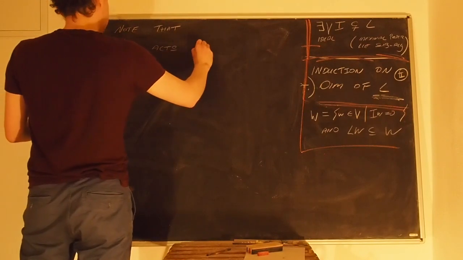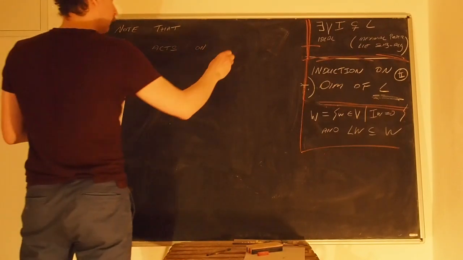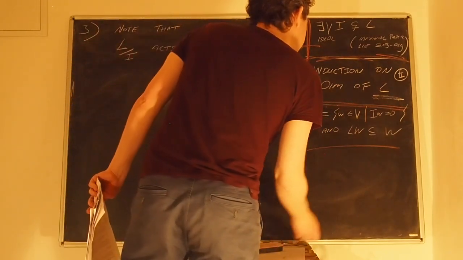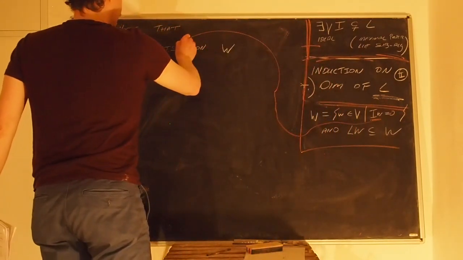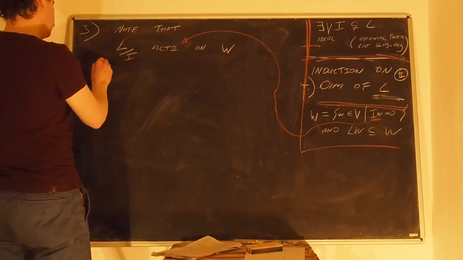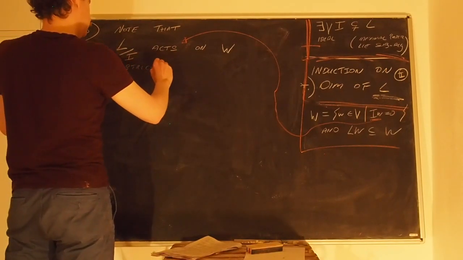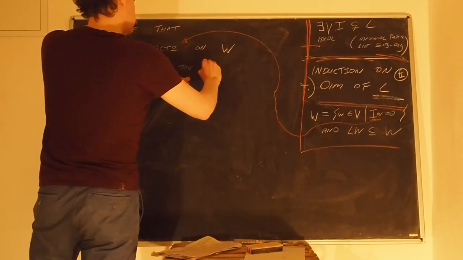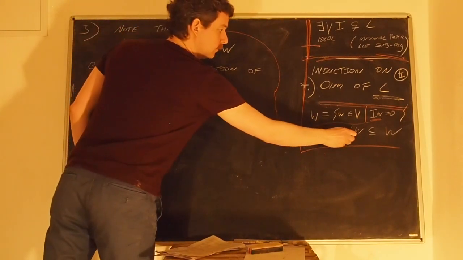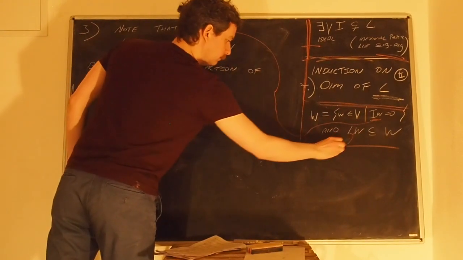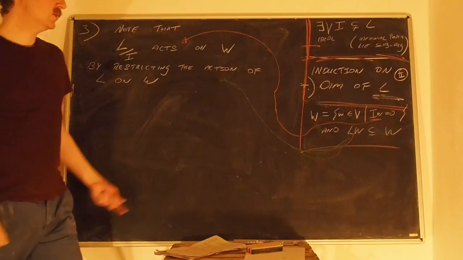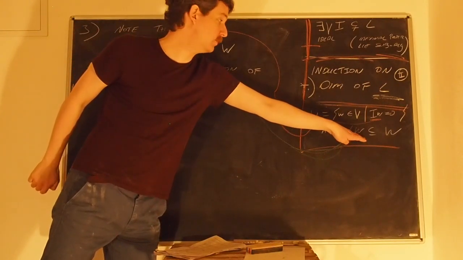It acts on W. That's this guy here. Okay, because you've got an action of L on W. So we produce an action of L like this, of L on W, the subalgebra defined like this.